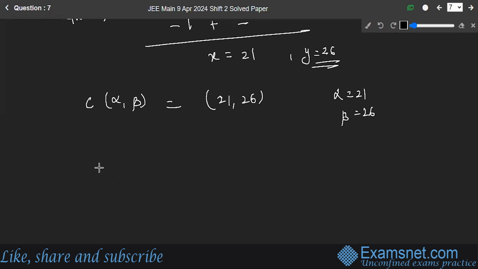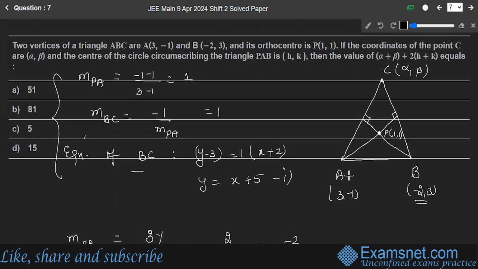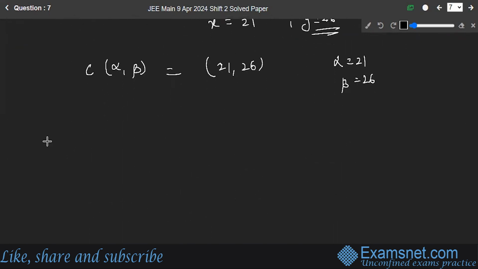Okay, let's go on to find the H and K. For H and K, it has something else. Now it is saying in the question that the center of the circle circumscribing the triangle PAB is (H, K). If the coordinates of the point C are this, and the center of the circle circumscribing the triangle PAB is (H, K), then you have to find out this value. So the center of the circle circumscribing this triangle is this.